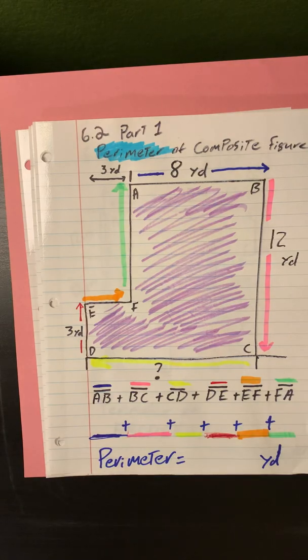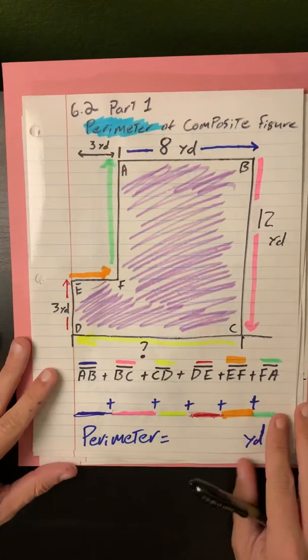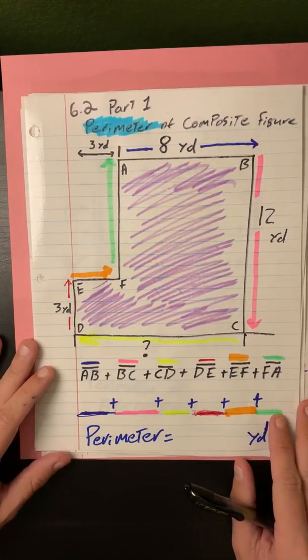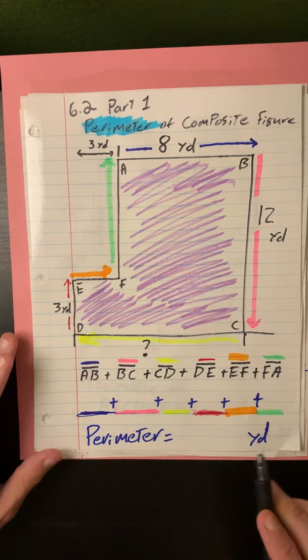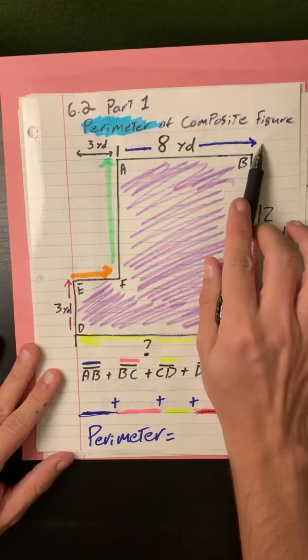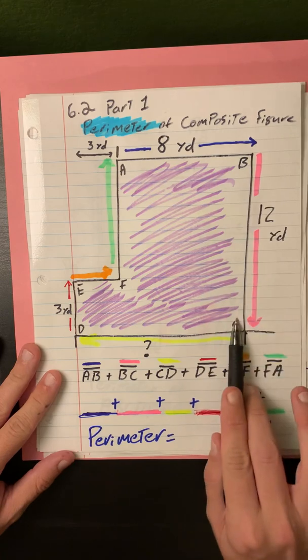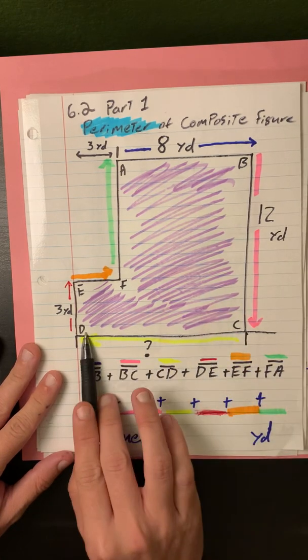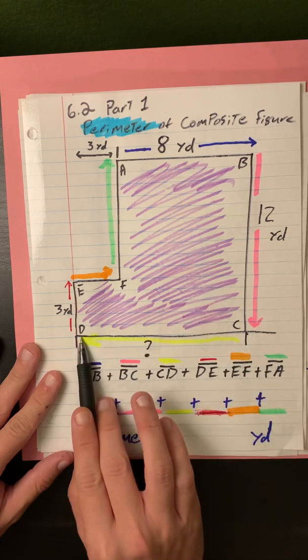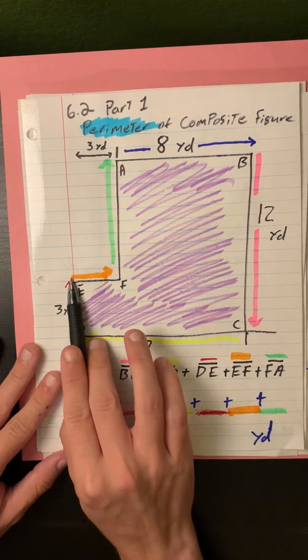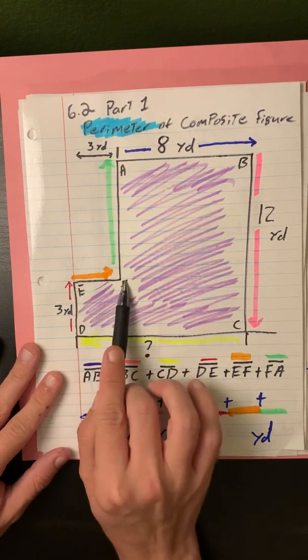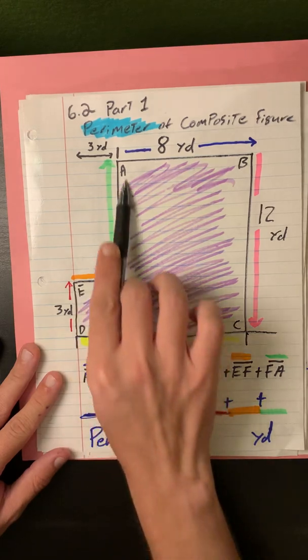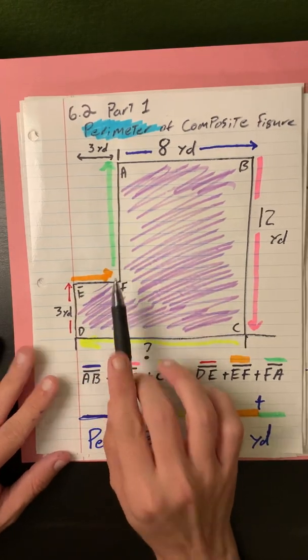Okay? So, part one, figuring out the perimeter of a composite figure. I have this shape here that is 8 yards across up top, 12 yards down, an unknown number down here, 3 yards on the side, 3 yards here, and an unknown number here.